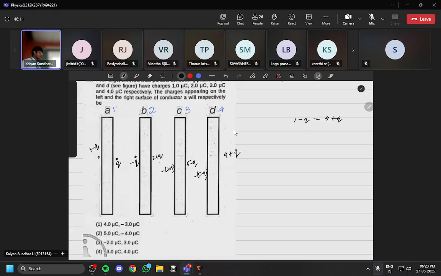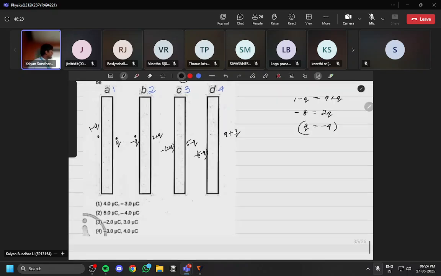Now this is the charge that is here. What have they asked? Charges appearing on the left and right surface of a conductor A. For conductor A, they are asking what the left and right charges are. On the left side, how much is there? 1 minus Q. So minus of minus will become plus. The answer is 5 here. What about here? On the right hand side, Q, which is nothing but minus 4. 5 and minus 4 is the answer. Many of them made the mistake here.